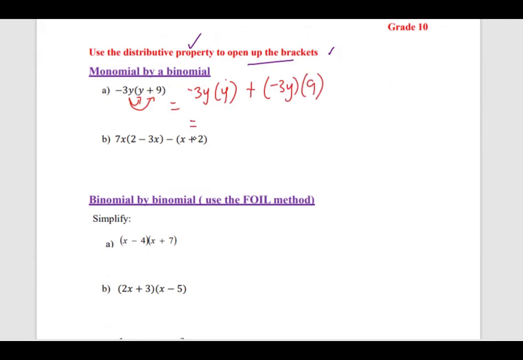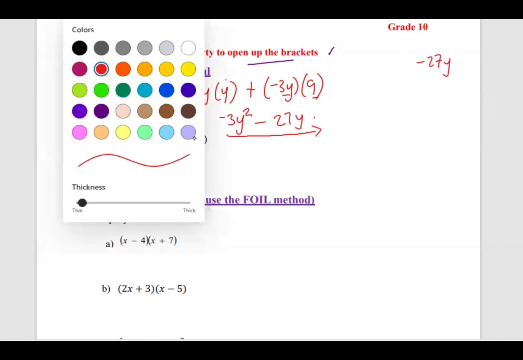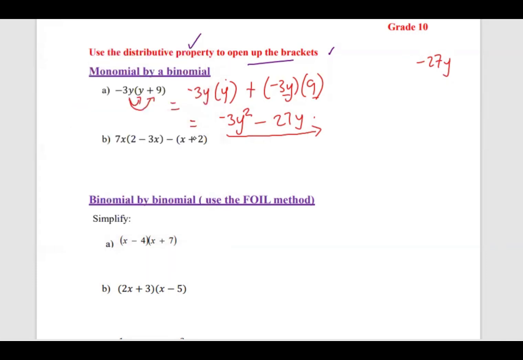Okay, when we simplify this, negative 3y and y will give us negative 3y squared, okay? Then negative 3y times 9 must give us a negative 27y. But this negative and this positive will reduce to a negative. So this is negative 27y. Now we're going to leave the answer like this because these two are not like terms. So we cannot simplify them further. Okay, so that becomes the final result for that matter. Okay, let's look at the second one.